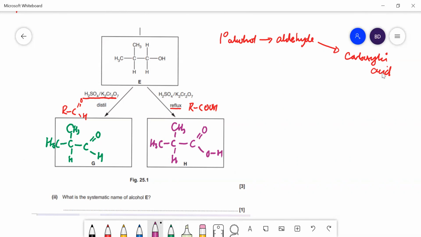Okay. Then this question here, what's the systematic name of alcohol E? Right, it's the longest carbon chain, 1, 2, 3. I should call this one 1 because that's got the functional group on it. I shouldn't number it the other way around. Right, so it is propan-1-ol. But we've got to remember we've got a methyl group on carbon number 2, so it's 2-methylpropan-1-ol is the answer.